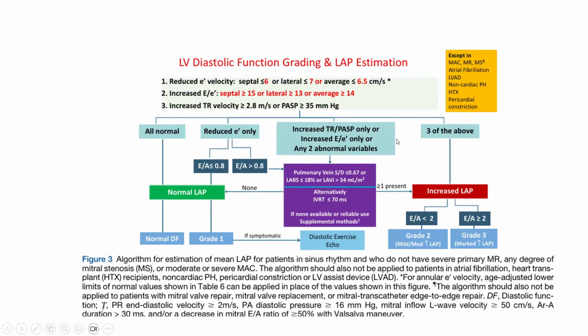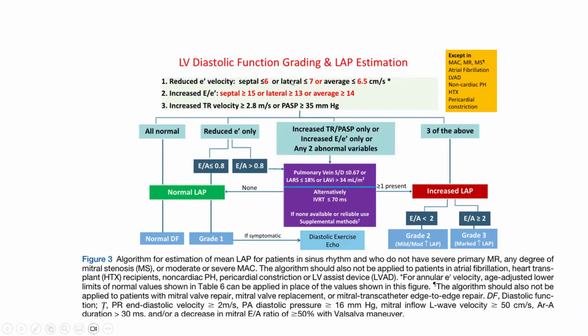And this is the actual algorithm from the 2025 ASC guidelines. I think it's a little bit confusing because even though they insist on the value of those three big parameters, they somehow require all three of them to define an elevated LA pressure. Yet, if you have only one of them with one of the less important features, you also end up with LA pressure elevation by that algorithm. So I think that algorithm is not reflective of their intent.